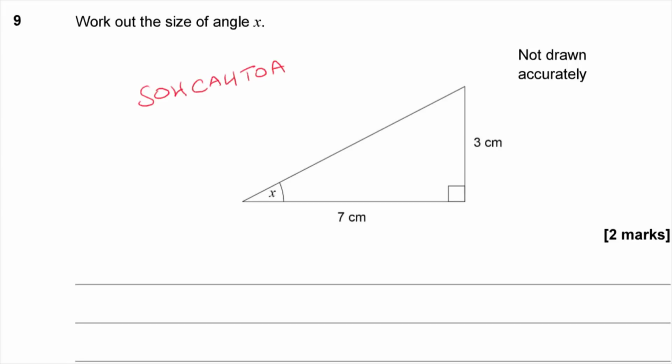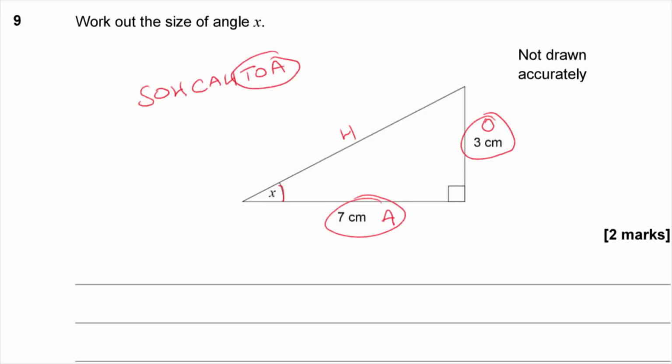So what have I got here? Let's label up the sides. I've got my angle here. So this is the hypotenuse, it's the longest side. Relative to my marked angle, 3 is opposite and 7 is adjacent. So I've been given the opposite and I've been given the adjacent. So the ratio I want to be using is going to be this one on the end here, tan.